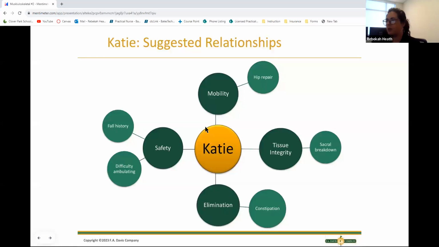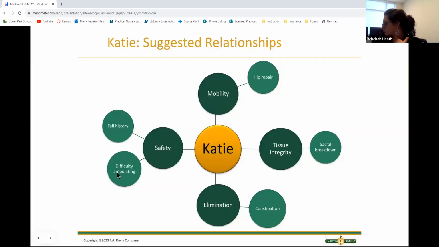And this is a care map that we're looking at where Katie is in the middle and we're saying, what are her big issues? Well, we can say that mobility is a big issue for her, tissue integrity, elimination, and safety. From these issues, we can put a little dot out to what's causing her mobility. Well, she had her hip repair, right? Tissue integrity, because she has this sacral breakdown. Safety, because she has a history of falls, and we know she also has difficulty ambulating. So this is an example care map just to start getting you thinking about care maps and how different diagnoses look and how they might relate to each other.